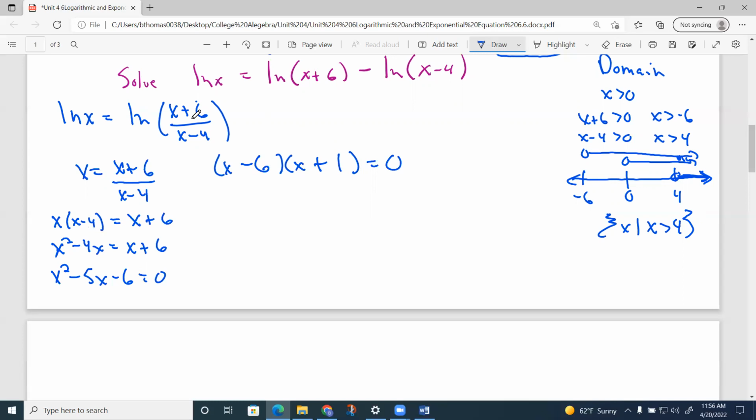So now I can just solve each one for x. The 0 here would be x equals 6. The 0 here would be x equals -1. So that would be my two solutions. But reverting back to our domain restriction, our domain said it had to be greater than 4. So we cannot include -1 as a solution. So the answer ends up being just x equals 6 as a solution.